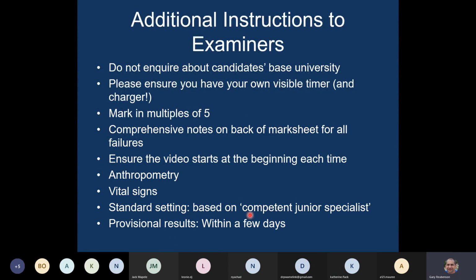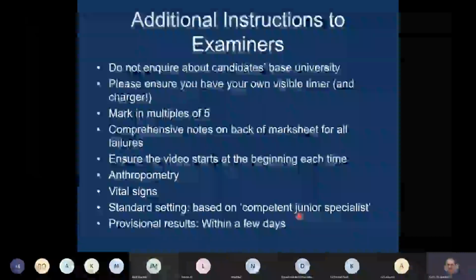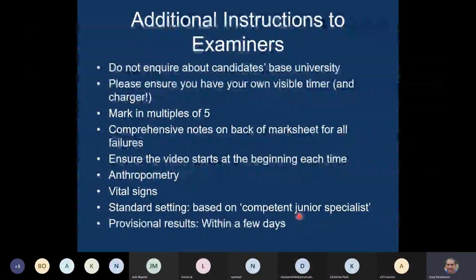This is a concept I've touched on already, but it's one that we emphasize to our examiners: the standard setting is, is this person a competent junior consultant? If the answer is yes, they pass that station. If the answer is no, they don't pass that station. And depending how far away they are from that standard would determine whether it's a bare fail or a clear fail.